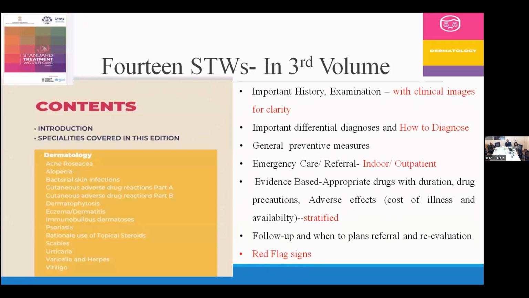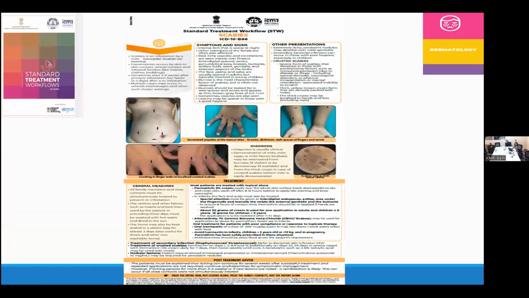One thing in addition to what has already been said, in dermatology, we felt very passionately about using clinical images for clarity, because there was a general consensus with all the committee members that without clinical images in dermatology, it will not convey any meaning. So that is why the dermatology STW has clinical images. And in addition, indoor and outpatient, as you've already seen, a stratified approach, and very importantly, red flag signs.